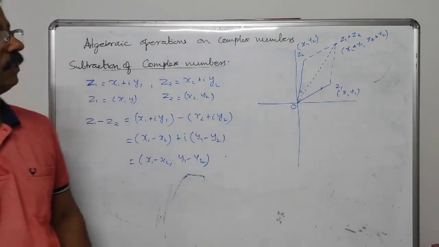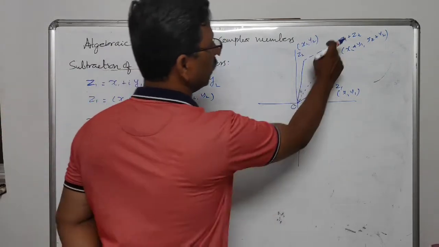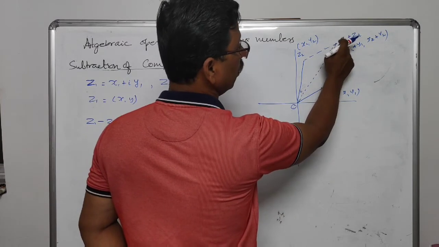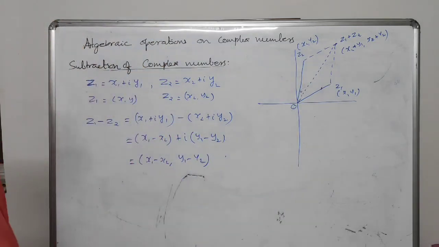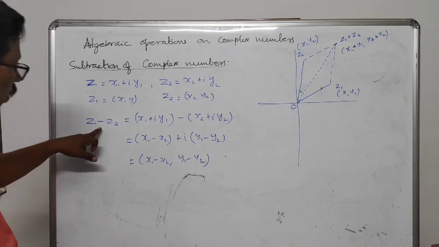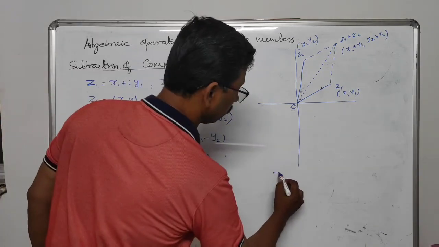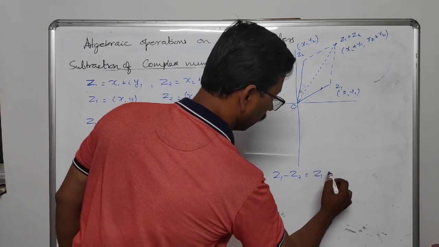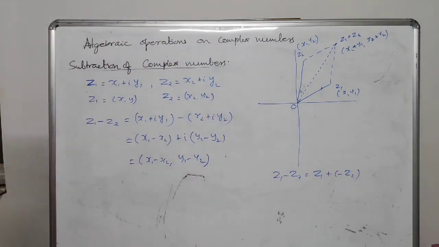See here, this is Z1, this is Z2. Now this is the diagonal drawn from the origin, and the other end of the diagonal will be Z1 plus Z2, that is the sum of these two complex numbers. Based on this, we are going to see about Z1 minus Z2. This Z1 minus Z2 is nothing but the sum of Z1 and minus Z2.